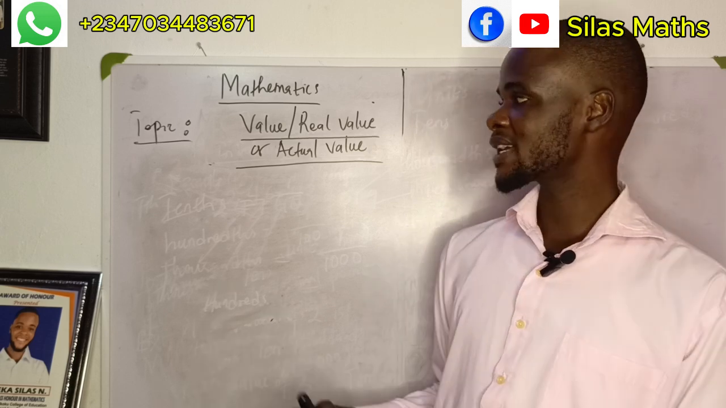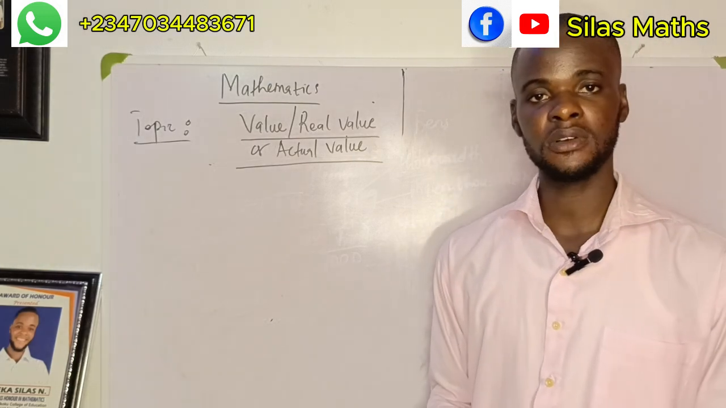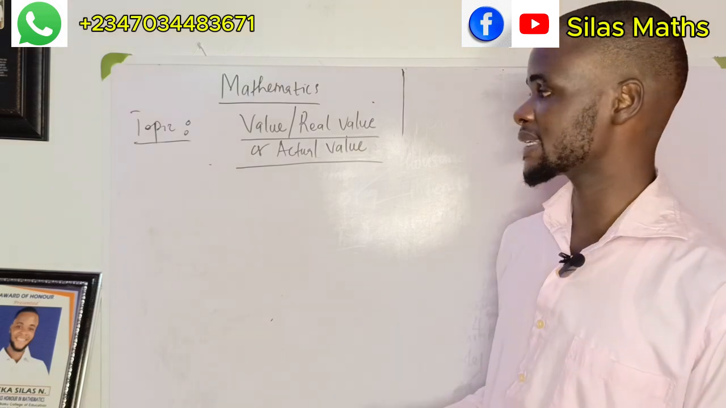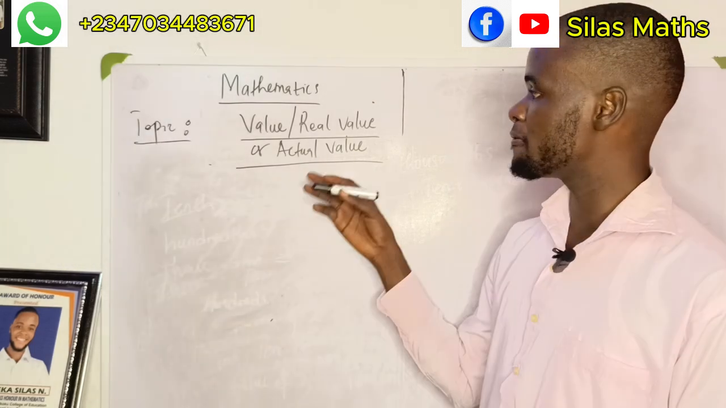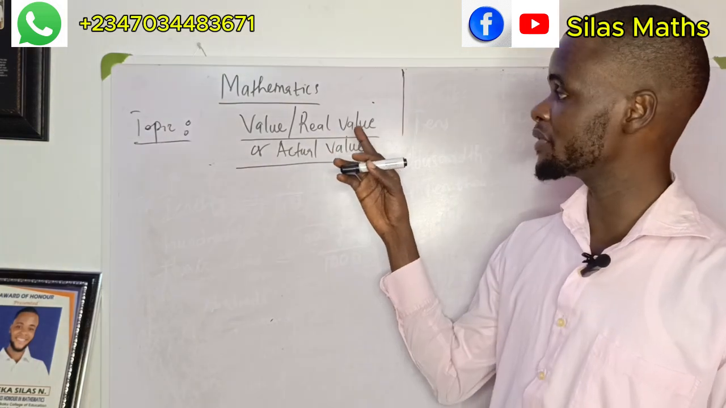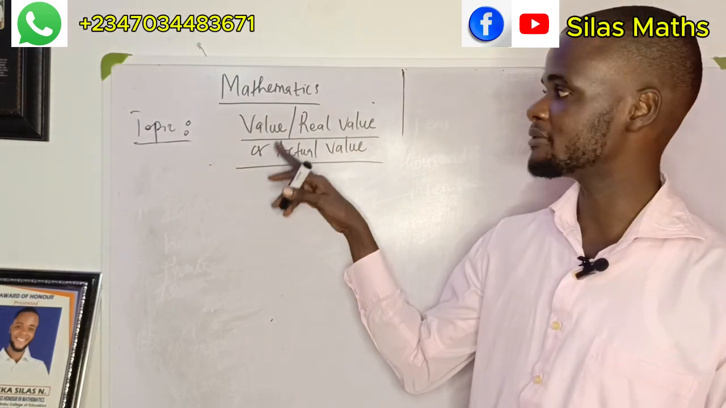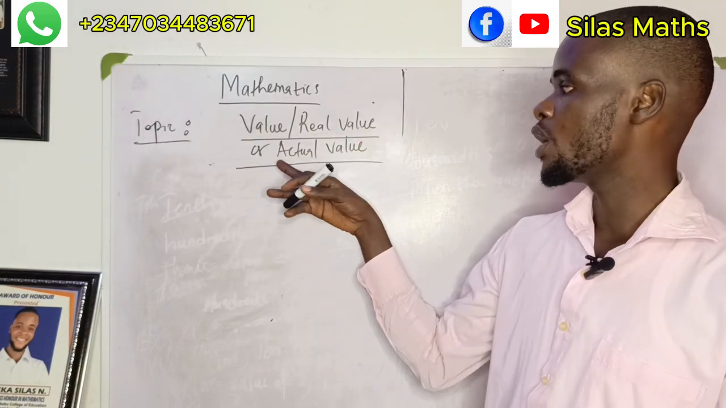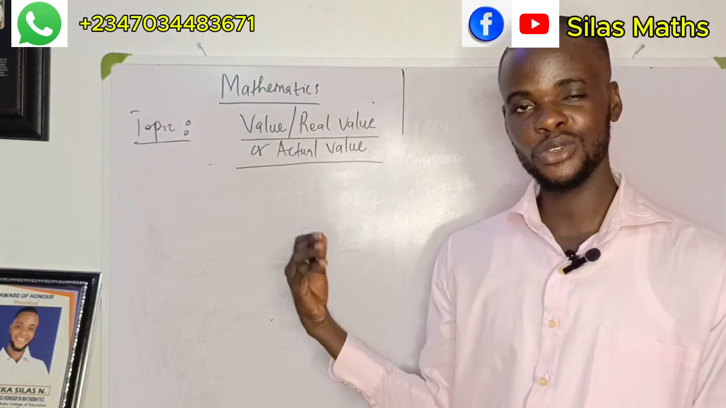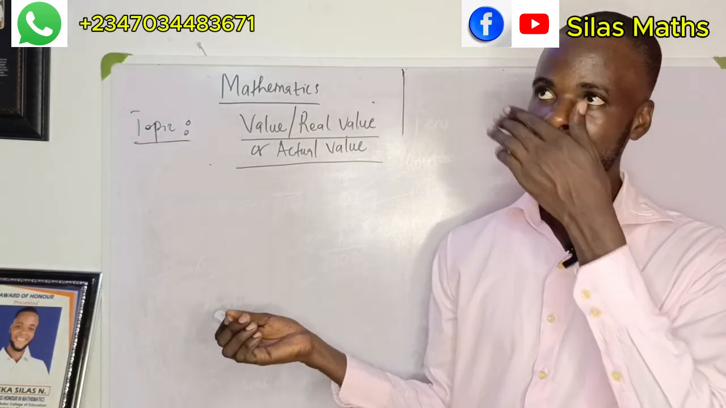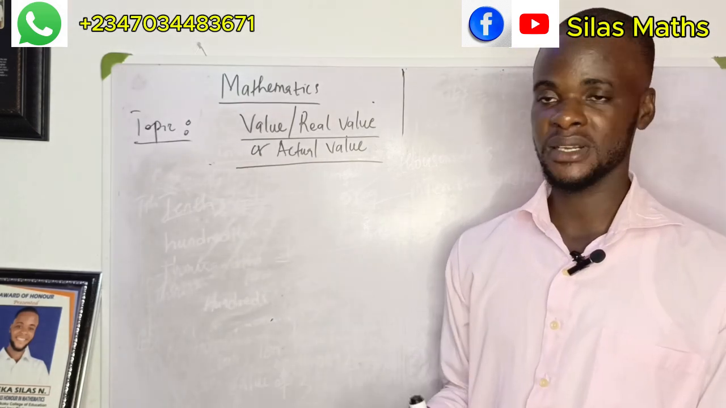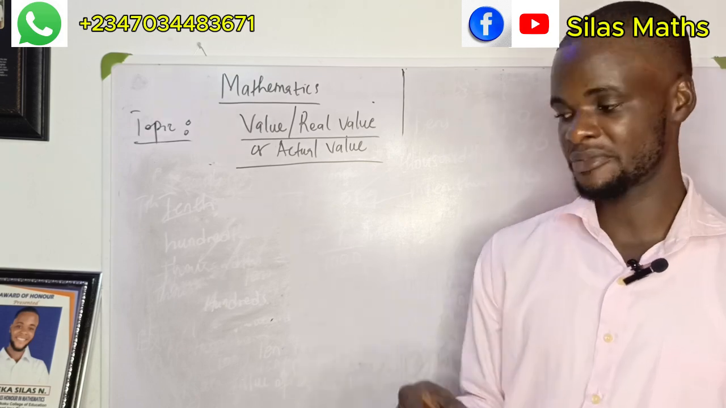Alright, in our previous class we talked about place value of numbers. So in today's class we are going to be looking at value, or real value, or actual value. They are all the same thing: value, real value or actual value of numbers. So what are values of numbers or real values of numbers? Let's take the definition.